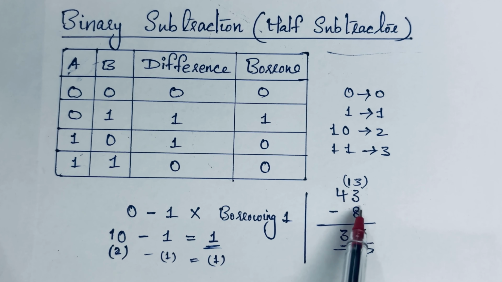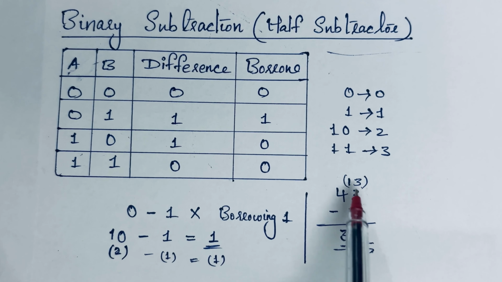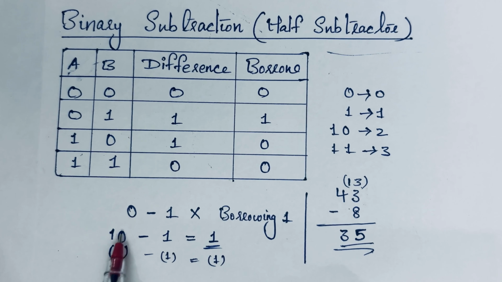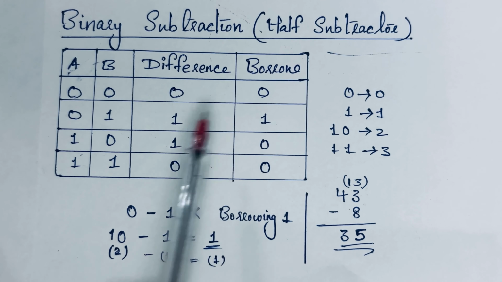We'll see it in decimal subtraction. For example, if you want to subtract 8 from 43, how do we do that? First we have to subtract 8 from 3. But we cannot subtract 8 from 3. In that case, we have to borrow 1. If you are borrowing 1, this 3 is going to be 13. Then we will do 13 minus 8, and we'll write 5 as the answer. In the same way here also, if you are borrowing 1, the 0 is going to be 1 0. Then we have to perform 1 0 minus 1. 1 0 is equivalent to 2, and this is 1. So 2 minus 1, the answer is 1. So that is how for 0 minus 1, borrow is 1 and the difference is 1.